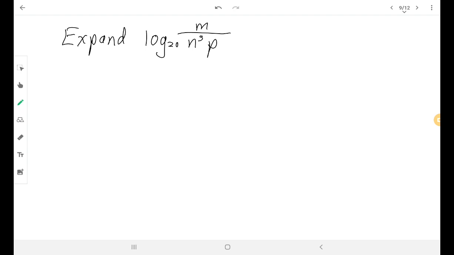Now we want to expand this logarithm that involves a more complicated fraction. Okay? So the way I want to do this is I want to break it apart and look at everything separately. So this is like log base 20 of, and what I want to do is look at m over n to the 5th times p, and I want to break it into its individual parts.